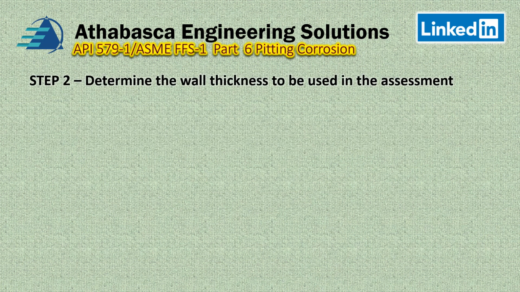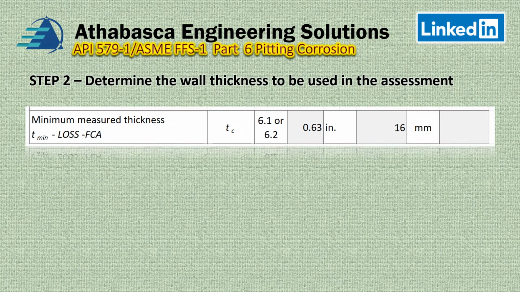On to step two, determine the wall thickness to be used for the assessment. And there are a couple of variations. You can use equation 6.1 or 6.2. We are using 6.1. So we take the t minimum minus the loss minus the future corrosion allowance, and we get what we require. And so we can calculate a stress, and it's 0.63 inches.